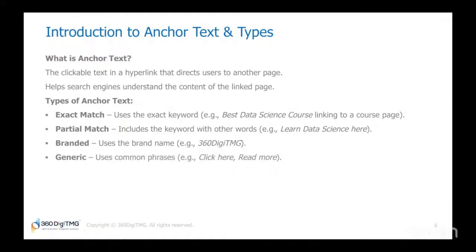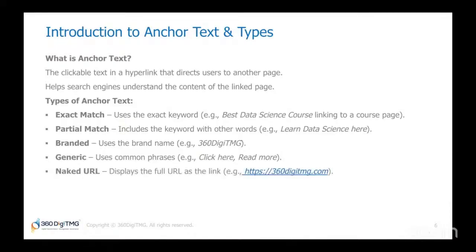And what is the next type? The next type is generic. What do you mean by generic? It uses common phrases: click here, read more, learn more, view more. These are all generic anchor text, right, friends? Generic anchor texts are nothing but common phrases. We can have click here, read more, learn more, view more. These are all generic anchor text.